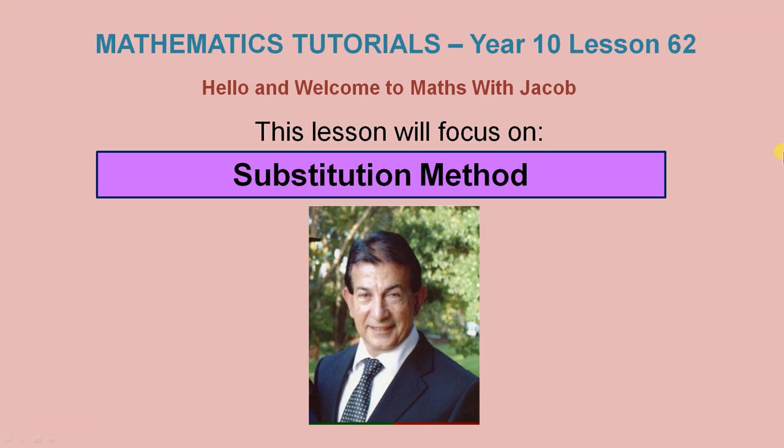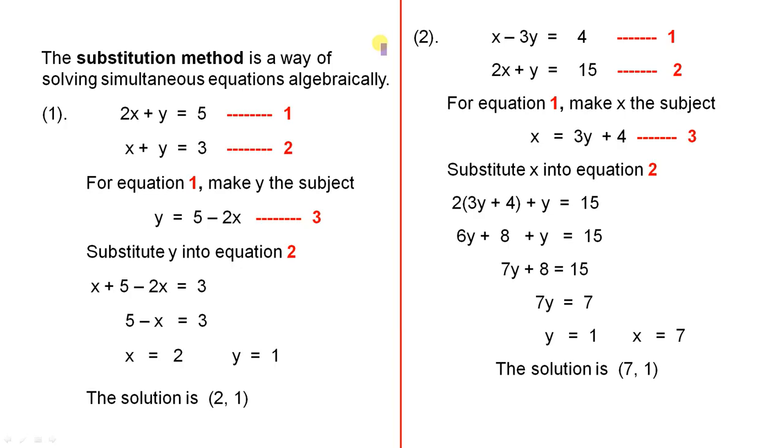This lesson will focus on substitution method. The substitution method is a way of solving simultaneous equations algebraically. Let's have a look at the first example. We have 2x plus y equals 5, that's equation 1, and x plus y equals 3, that's equation 2.